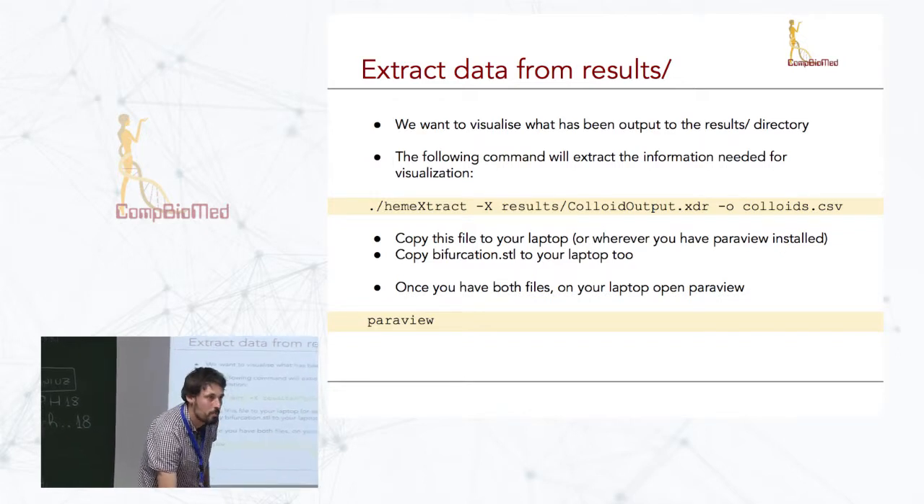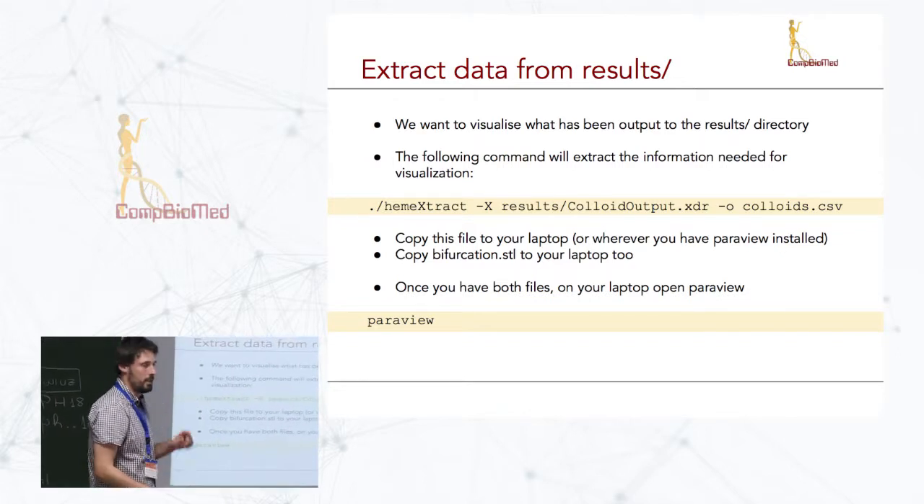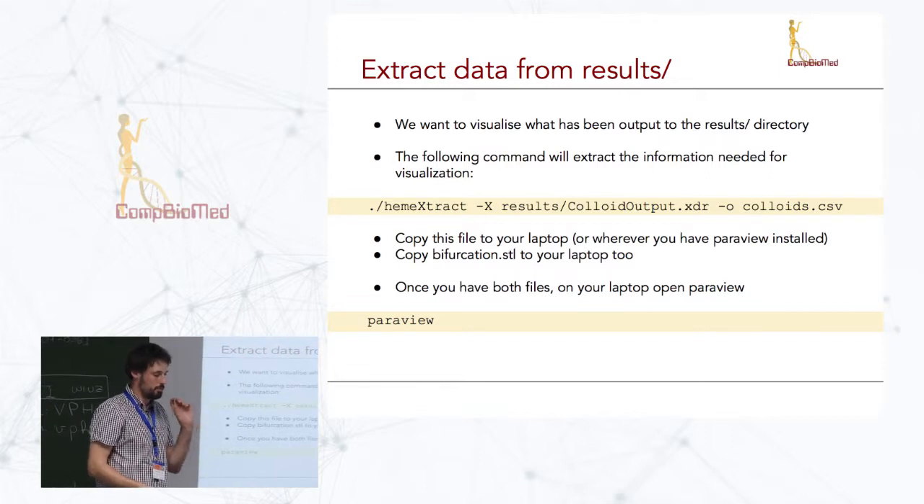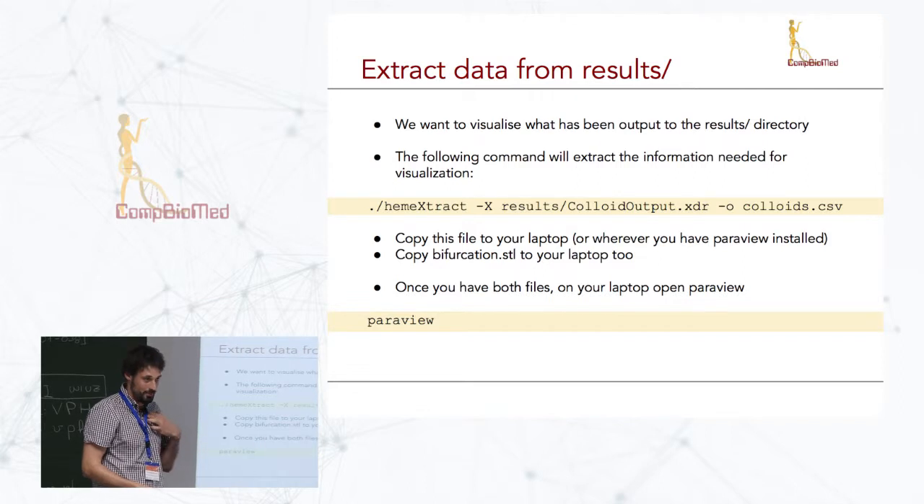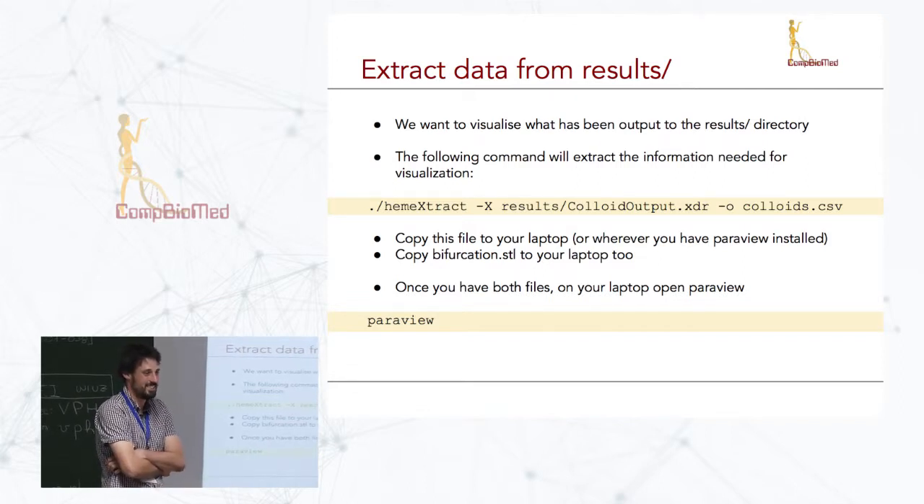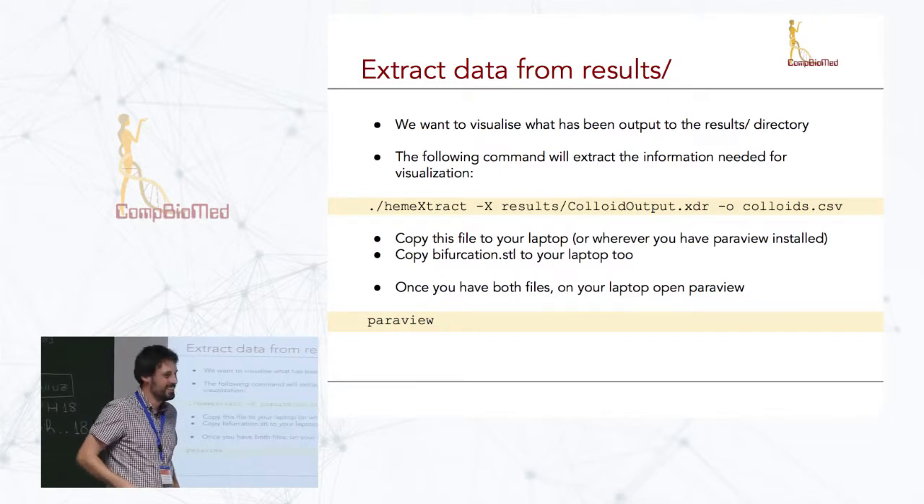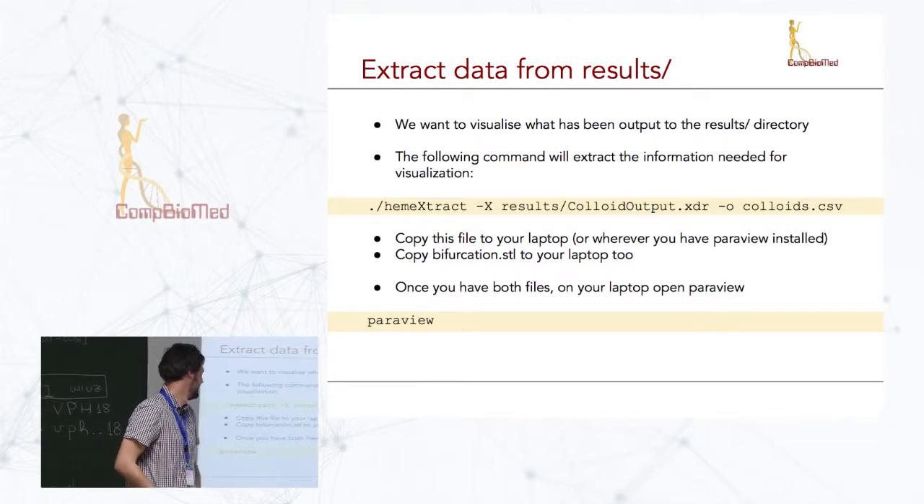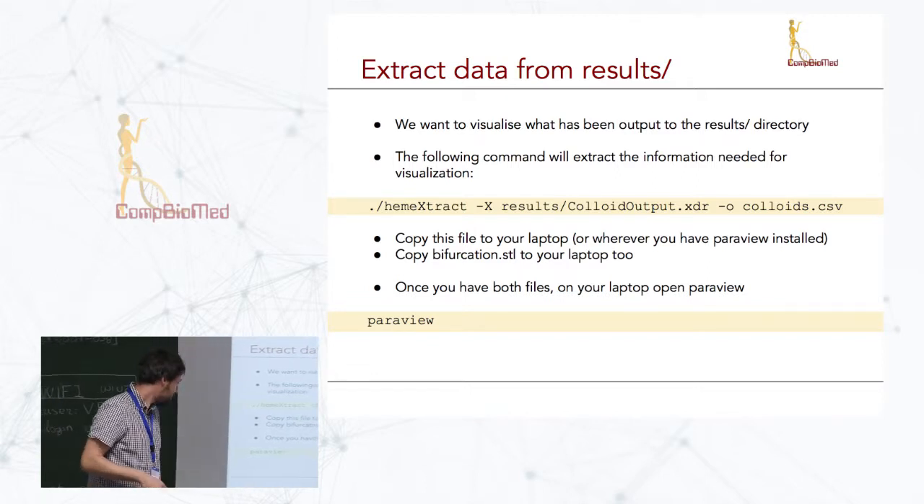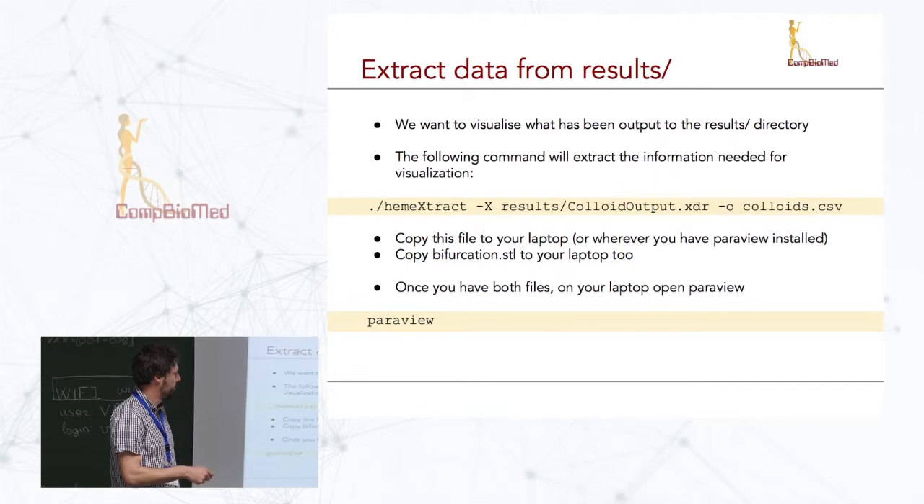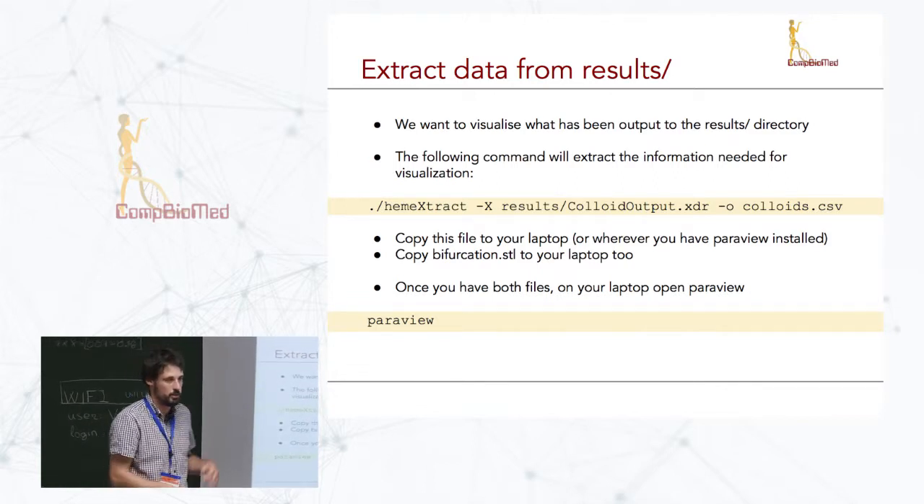Where does this HemeLB extract? The binary is in the bifurcation folder, or it should be. Is it there? Okay, good. You never know what stuff's actually copied across, and it should work. This colloid output file is a binary file, but this will convert it into an ASCII file, which is easier to visualize.